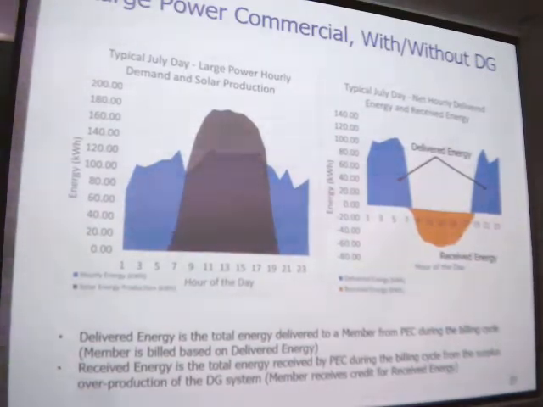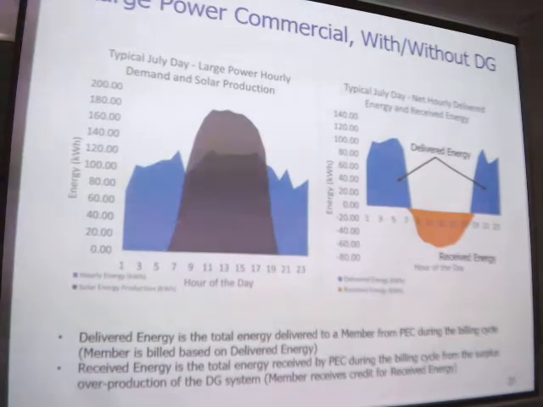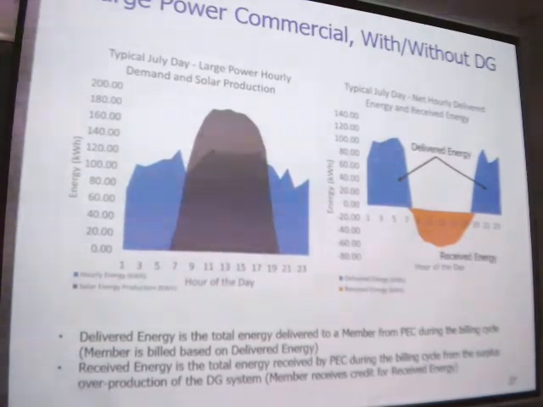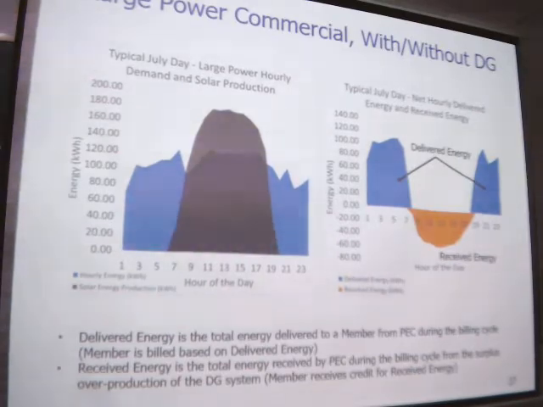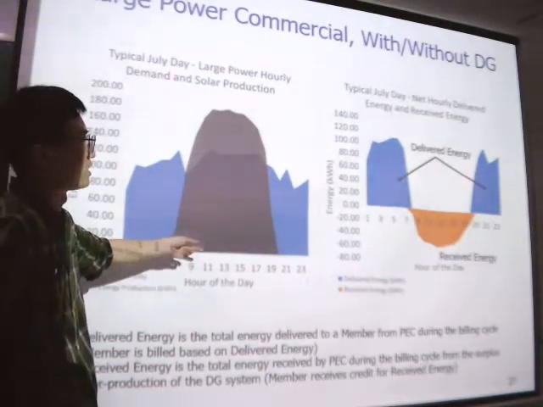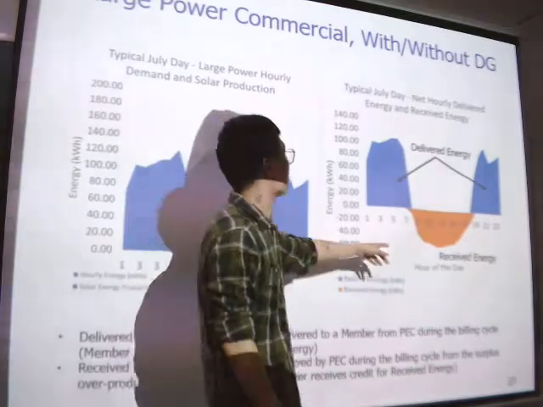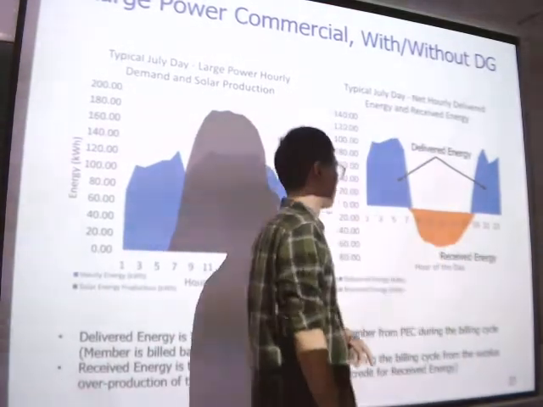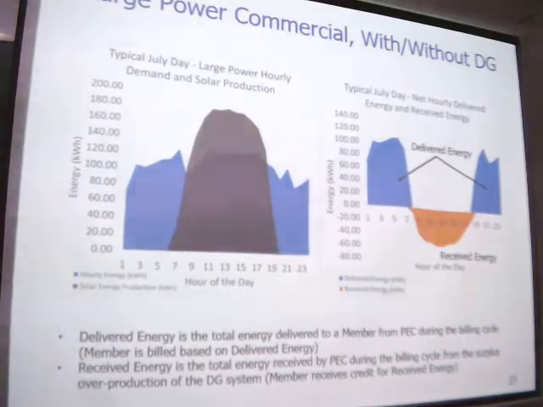The DG is the distributed generation, okay? Without distributed generation, the power needs to be transferred through the network efficiently. You see that with and without distributed generation, the demand is much different, okay? So this is the received power and this is the delivered energy at different times, okay?